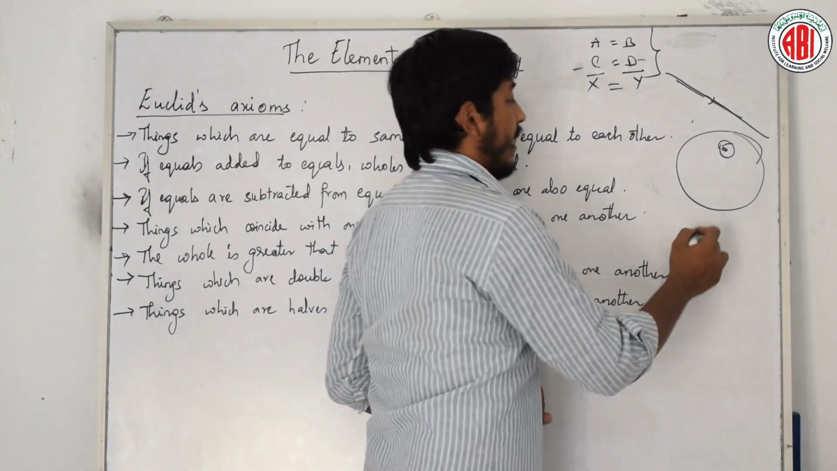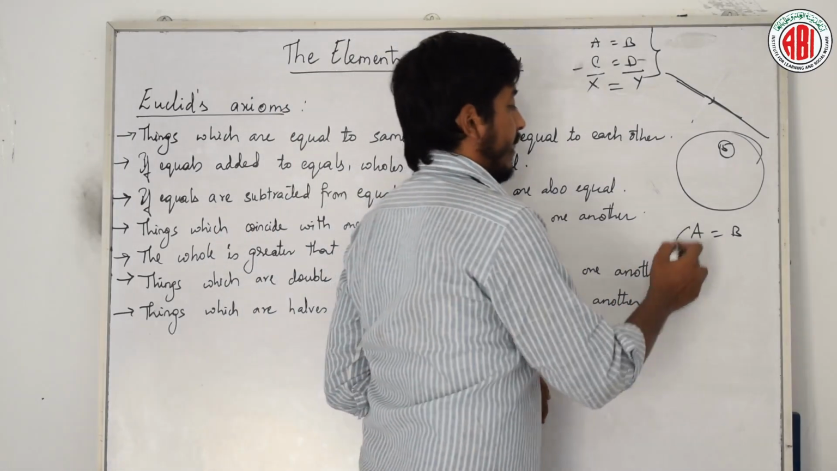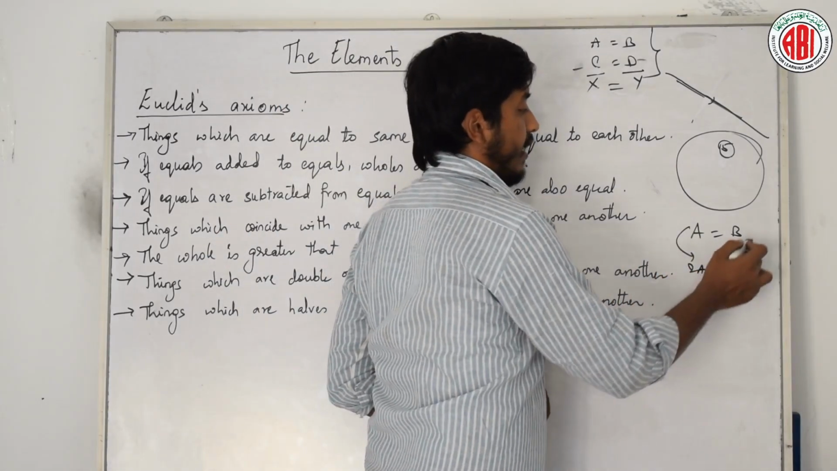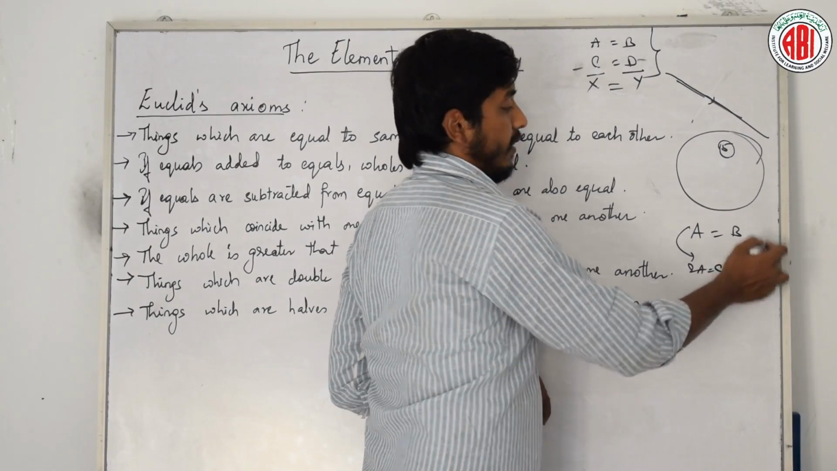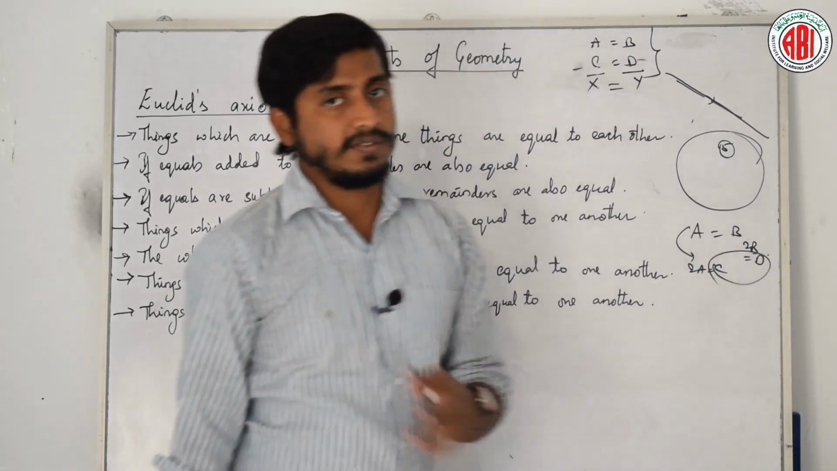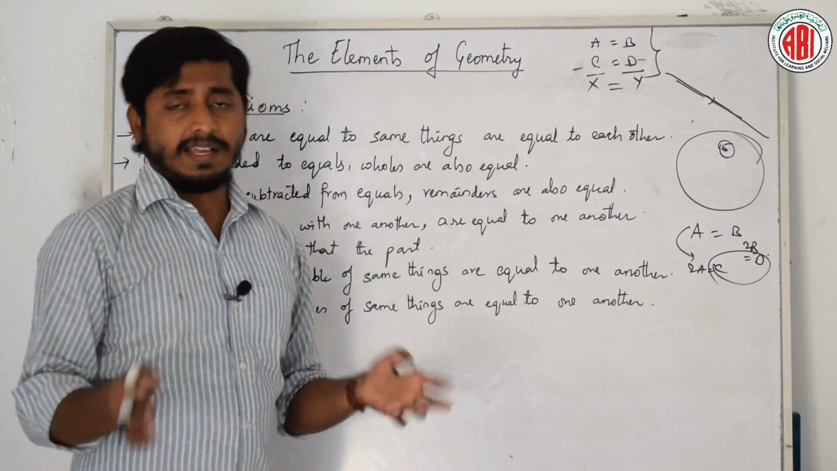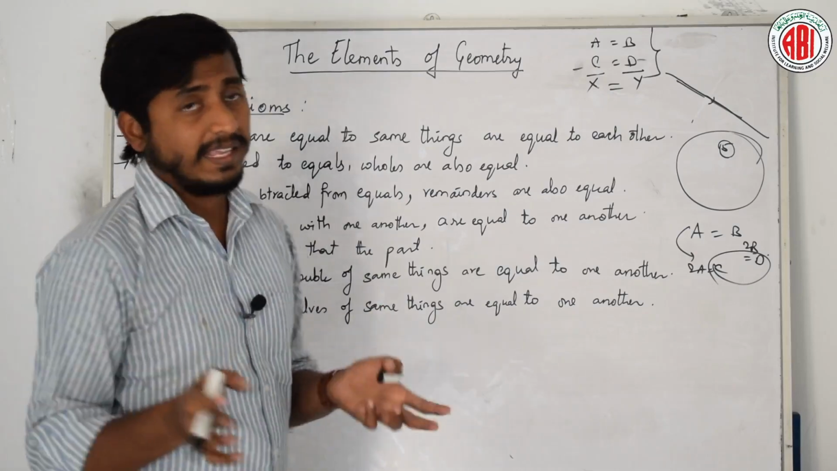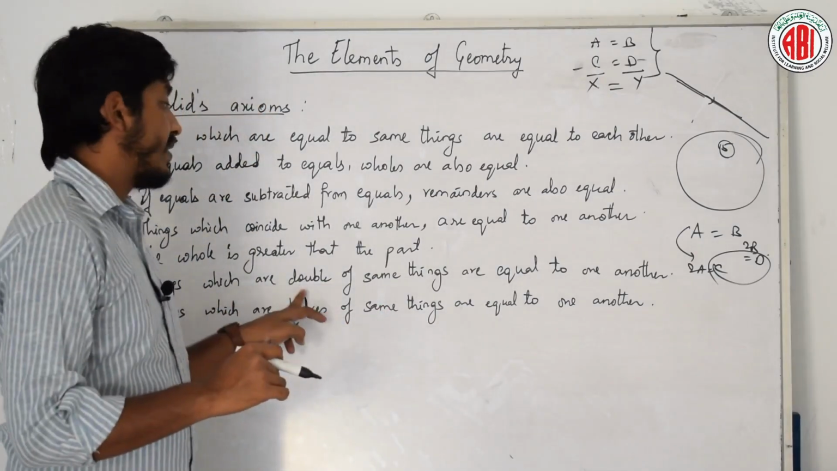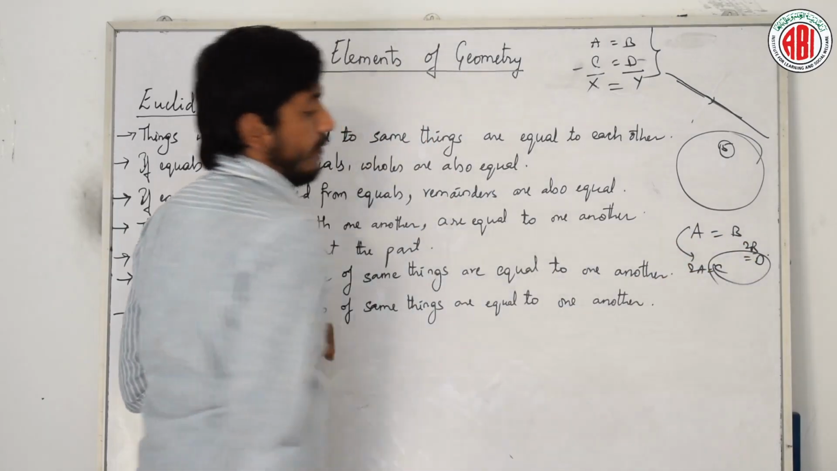For example, A is equal to B. If I say double of A, 2A, is some C, and double of B, 2B, is some D, obviously C will be equal to D. Yes or no? If I take 5 and 5, double of 5 is 10, that is a simple example. Clear? The things which are double of the same things are always equal.